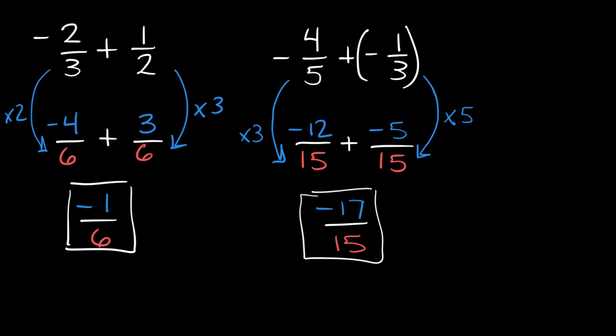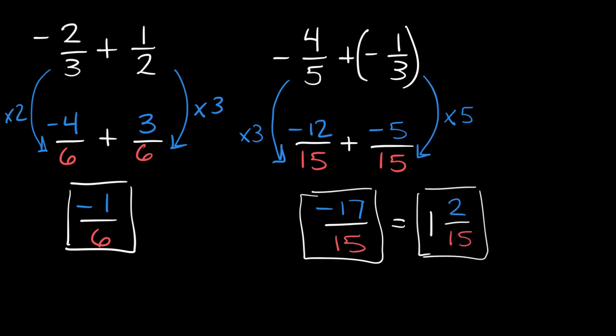Now, sometimes your teacher might want you to turn this into a mixed number. And if that's the case, then you would think, well, how many times does 15 go into 17? 15 goes into 17 one time. So that's equal to 1 time, with 2 left over, and out of 15. So you can have either.